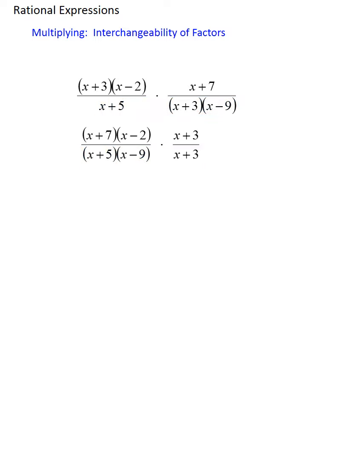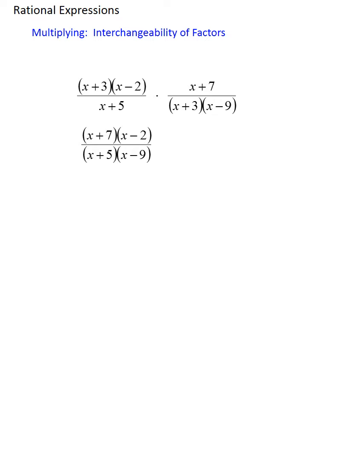Now why on earth would you want to rearrange the order of the factors within two fractions? Because you'll notice at the bottom expression here, I have a factor divided by itself. And essentially, anything divided by itself is 1. And then anything times 1 is itself. And so, using that idea, you can see how the interchangeability of factors could create a fraction whose value is 1, and thereby simplify the expression.